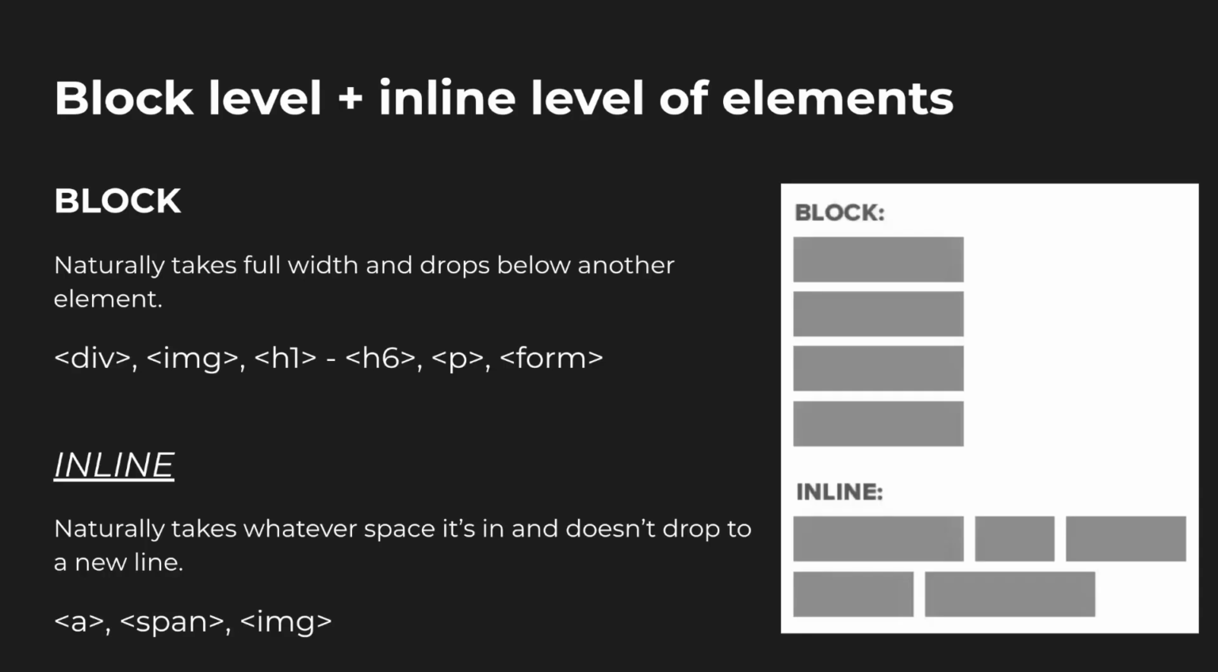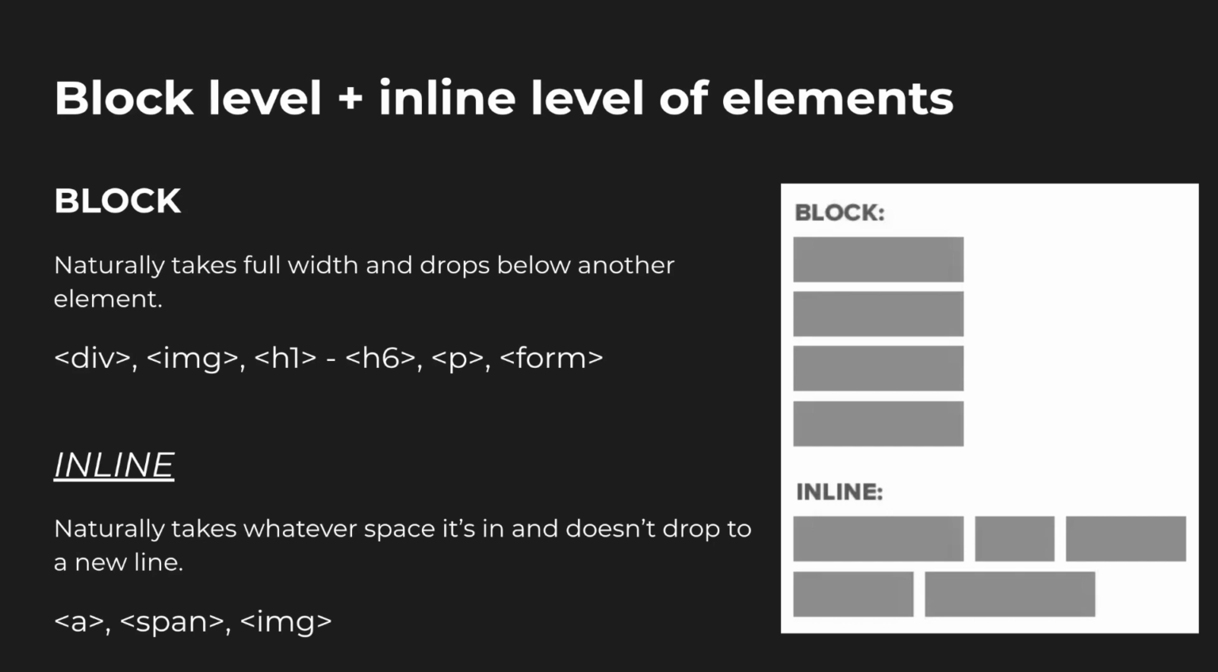Now there's two types of HTML elements. There's block level and inline level elements. A block level element takes up the entire line of space and pushes below the content above and creates what we call in HTML a block element. So an example of that is a div element, an image element, the header element, so h1 to h6, paragraph, form, etc. Those are primitive block elements.